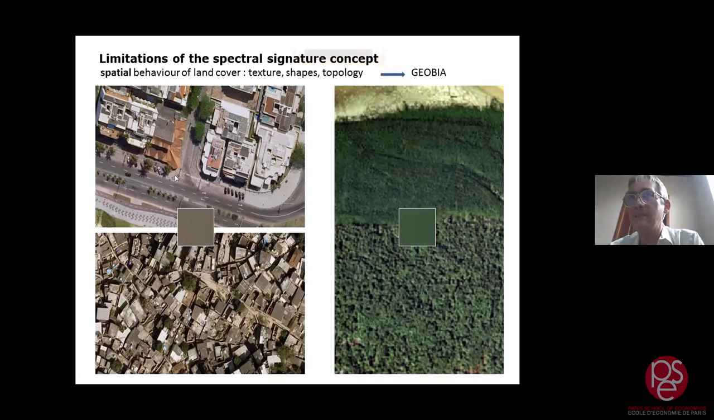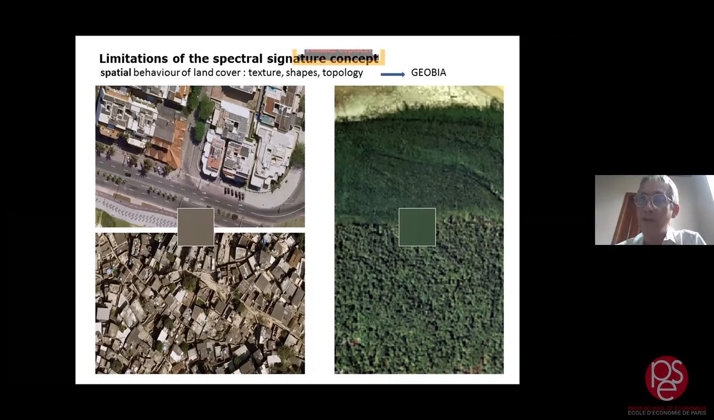But just to say that between these two neighborhoods I don't really have a big difference in color. Here I have a very rich neighborhood near Ipanema beach, and here I have a typical favela on the hills of this big city. I have the same color because the materials are not very different. But it's the texture, the shape of the objects, the spatial organization of the landscape, which is very different. And that will indicate that, okay, it's a city.